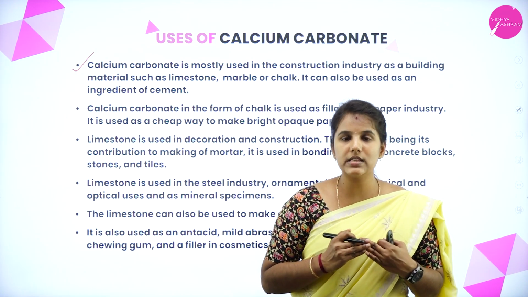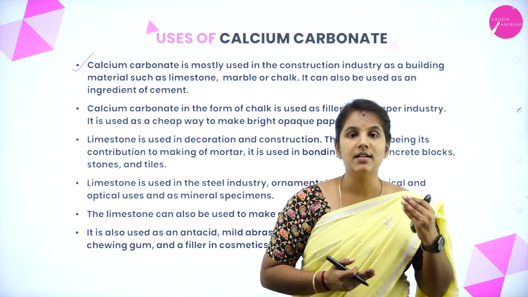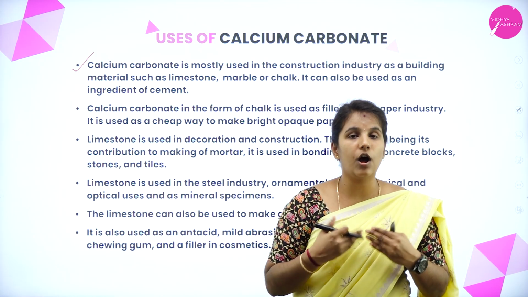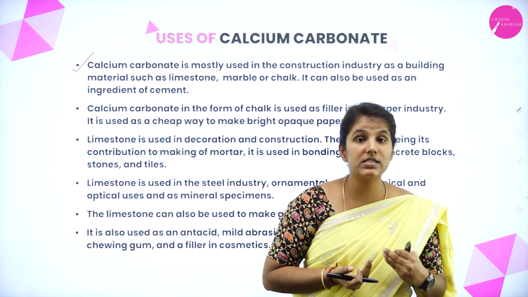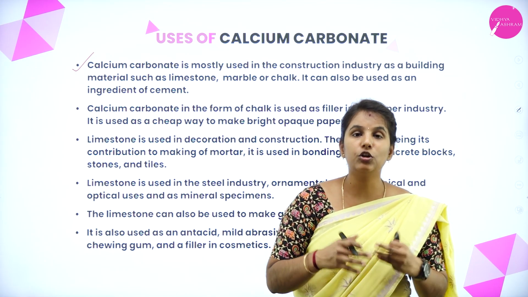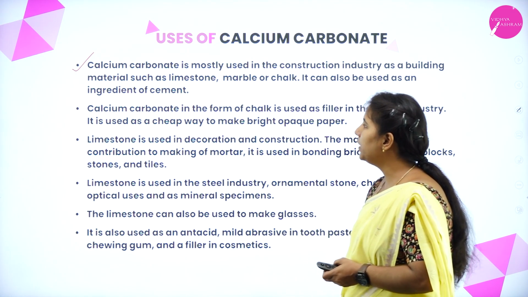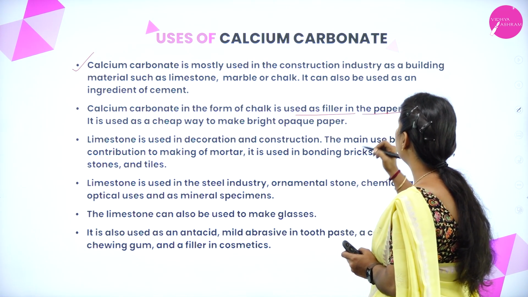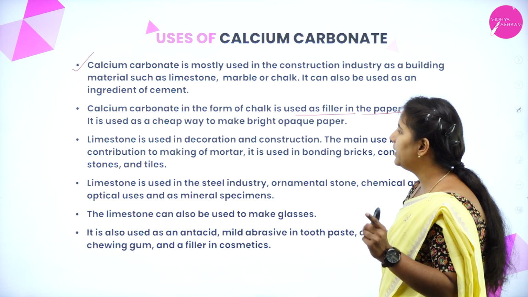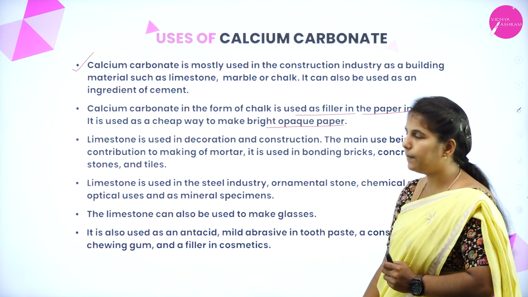On those days, calcium carbonate was very abundant in the earth's crust. It will become very hard on cooling. That is why they used this as cement on those days to construct buildings. Okay. Calcium carbonate in the form of chalk is used as a filler in the paper industry, and it is very cheap for making bright opaque paper.